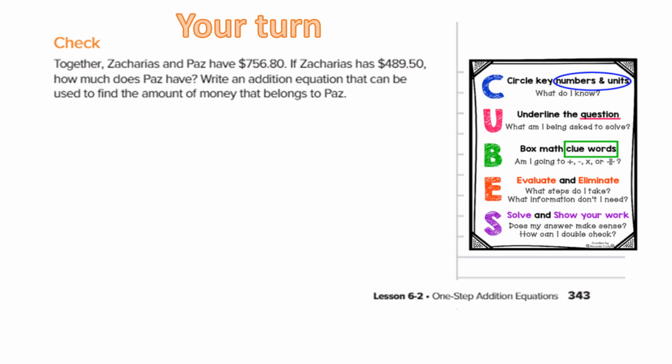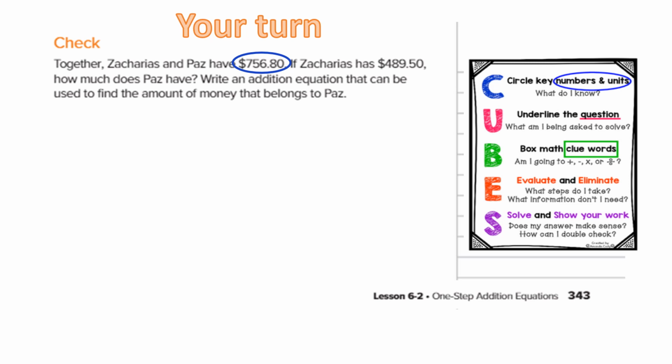So hopefully you read it. Together, Zacharias and Paz have $756.80. If Zacharias has $489.50, how much does Paz have? Write an addition equation that can be used to find the amount of money that belongs to Paz.